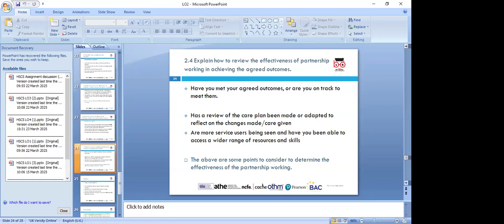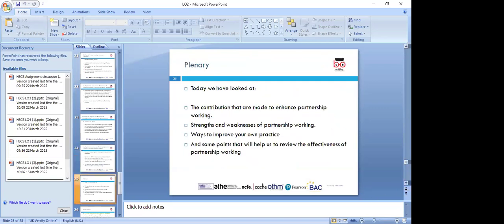Okay. And then you look at a review of the care plan. Have you met your agreed outcomes? Are you able to track or meet them? Has a review of the care plan been made or adapted to reflect on the changes made and caregiving? Are more services being used, have you been able to access a wider range of resources? These are very important things that you need to look into. Okay.